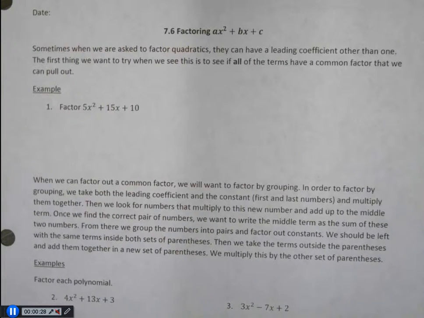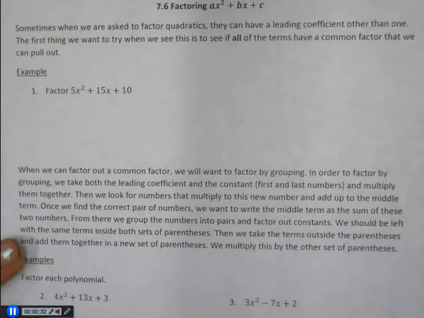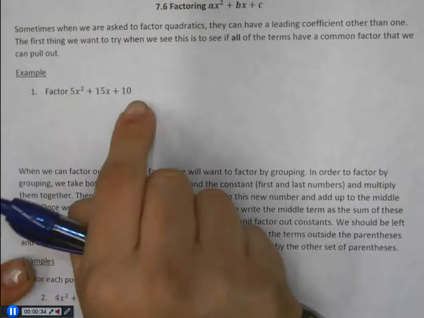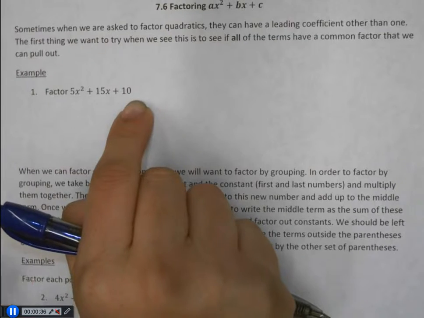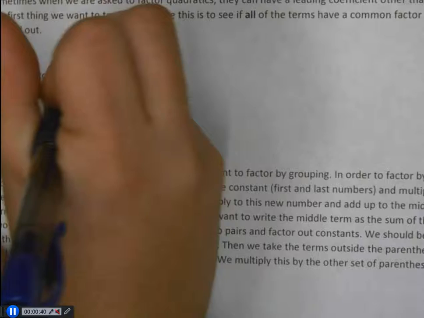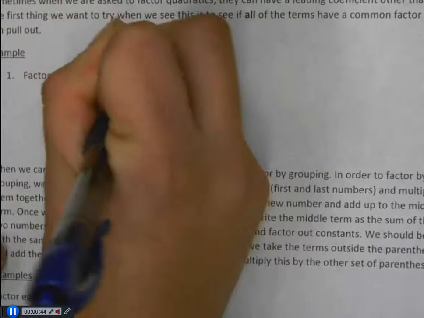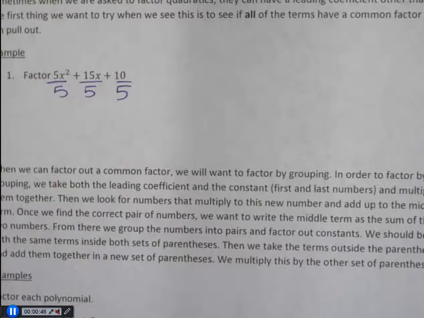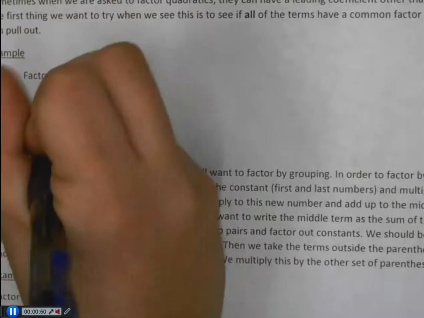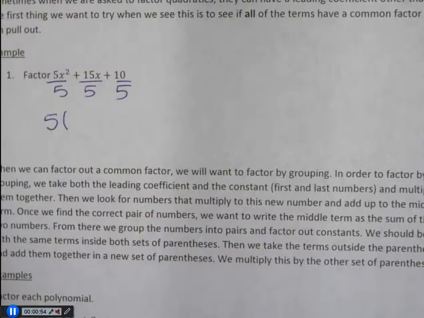There you go. So if I take a look at number one, what can I divide out of all three of these numbers? What goes into 5, 15, and 10? 5. So I'm going to divide all three of them by 5. Because I'm dividing by 5, I'm going to write this on the outside of the parentheses, and then on the inside is what I get after I divide.